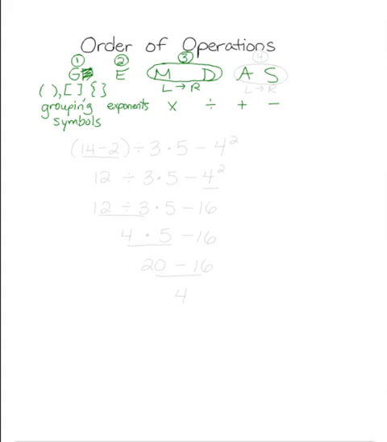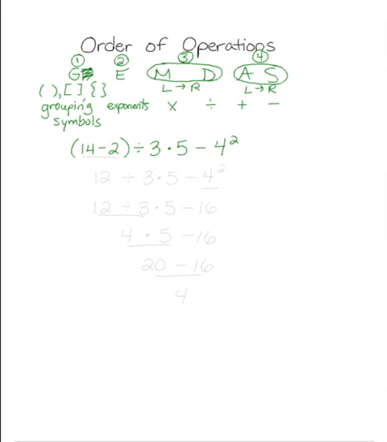The fourth step is similar in that it is also 2 operations, addition and subtraction, worked all at the same time, from left to right, as you work your way through the problem. Let's do an example. Parentheses, 14 minus 2, close parentheses, divided by 3 times 5 minus 4 squared.